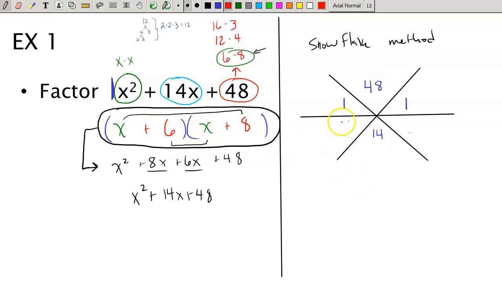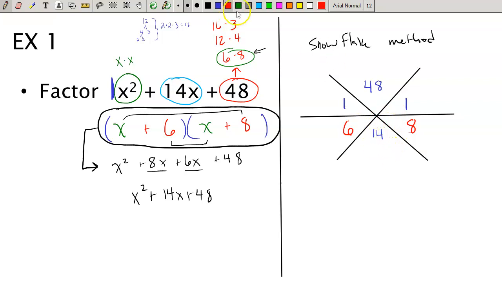What's going to multiply up to 48? Well, that's going to be 6 and 8. 6 times 8 is 48, and 6 plus 8 is 14. So this is the correct pattern that we have.